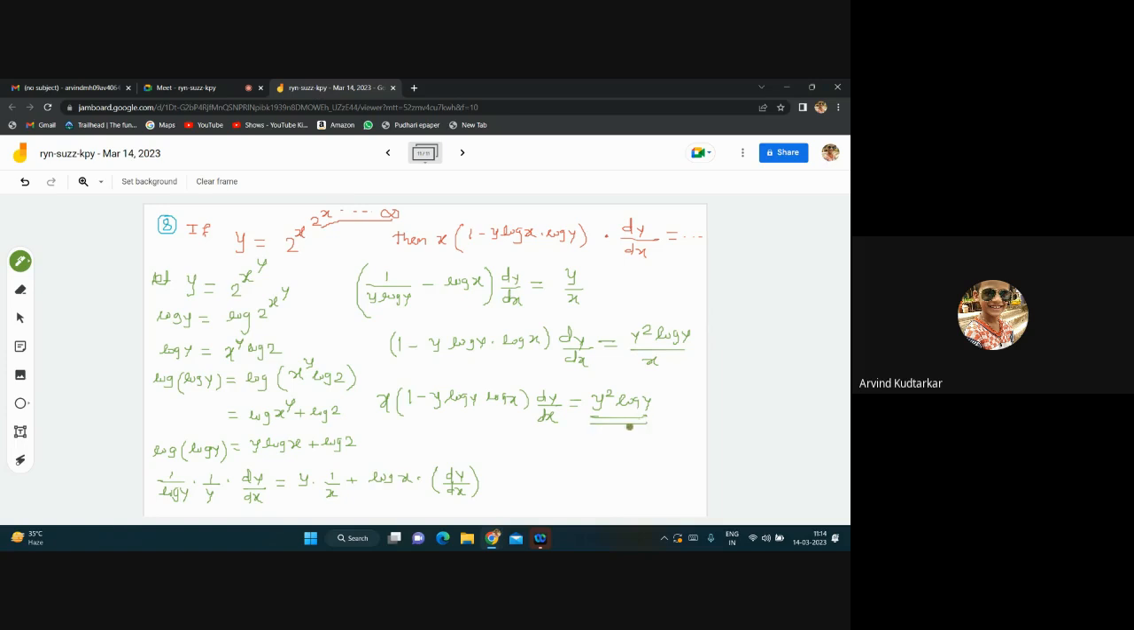So what correct option do you get for this term? Here in LHS there is x into 1 minus y log x into log y into dy by dx, so we are getting the same term. They have not asked for the value of dy by dx only; they asked for the value of that whole expression, and it is y square into log y. So this will be the correct option. Okay.